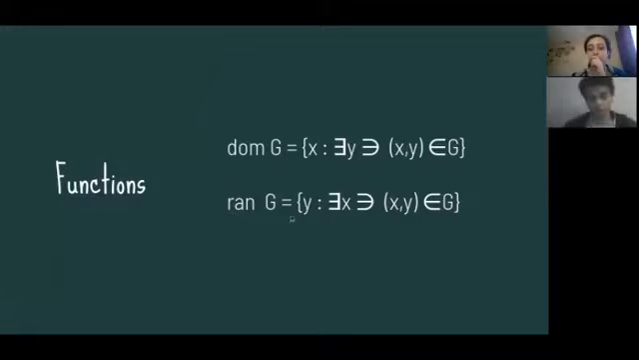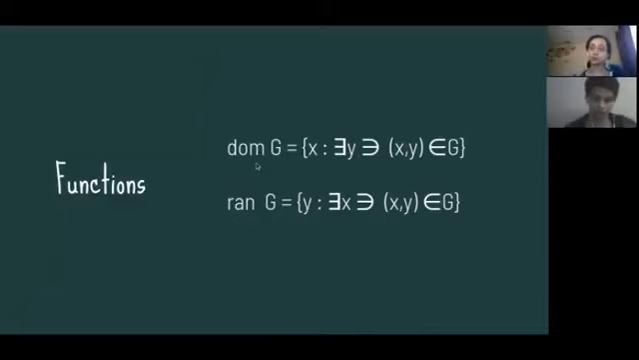The range of G is just the opposite of that, so it just equals y such that there exists an x, such that x and y belongs to G. So it's just the class of all the second elements in the ordered pair. So this is when we say the domain of G, that's what we mean.